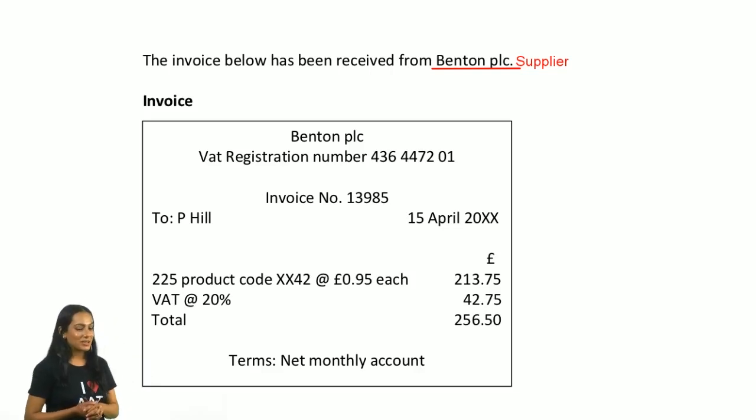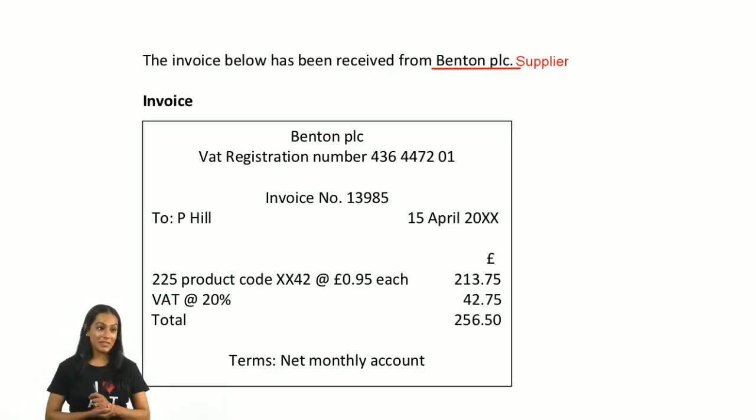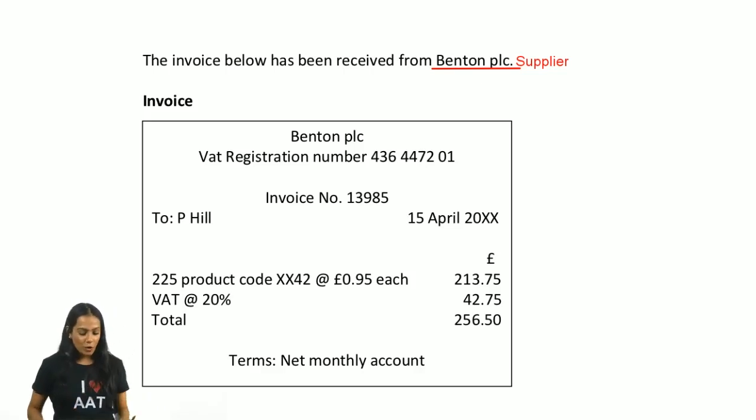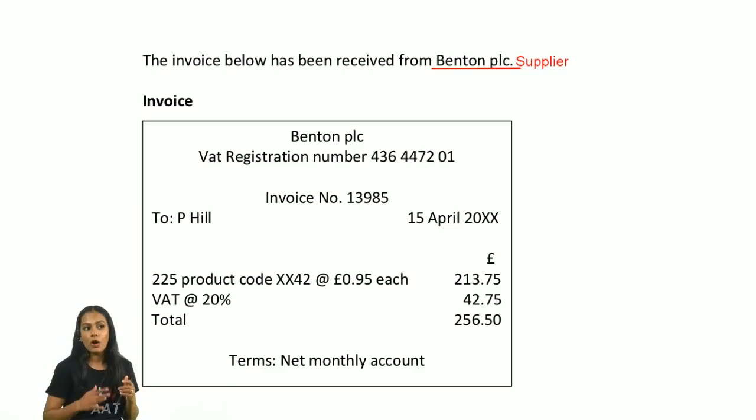And while you're telling me your thoughts, I'm going to be talking about this invoice. So we've got Benton PLC, remember they are the supplier, and then the VAT registration number is given. The invoice number is 13985. These little bits and pieces could be helpful when doing the next bit. To P Hill, so P Hill is the customer.